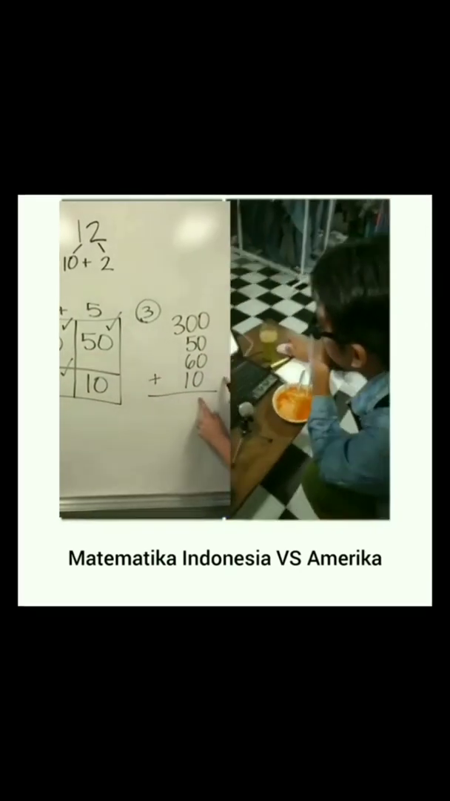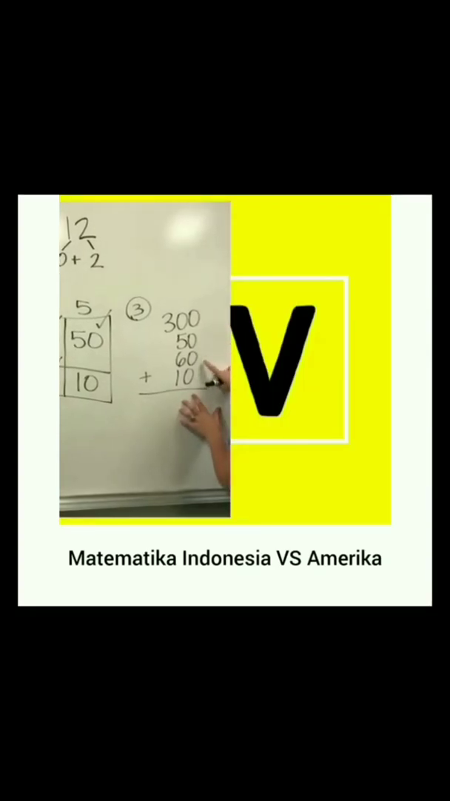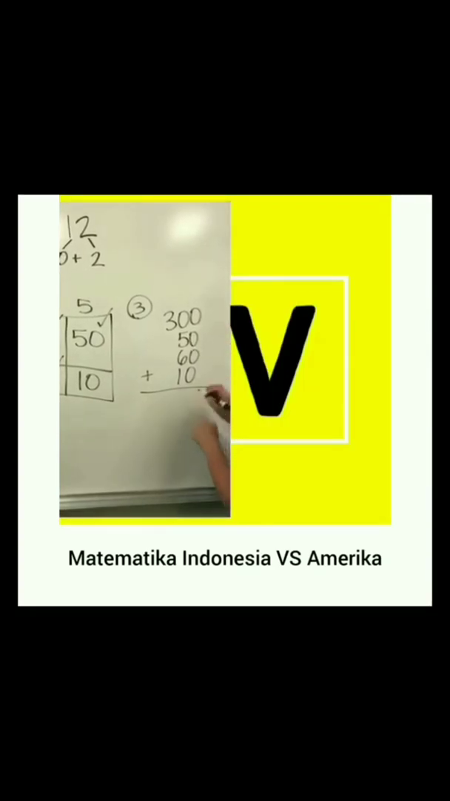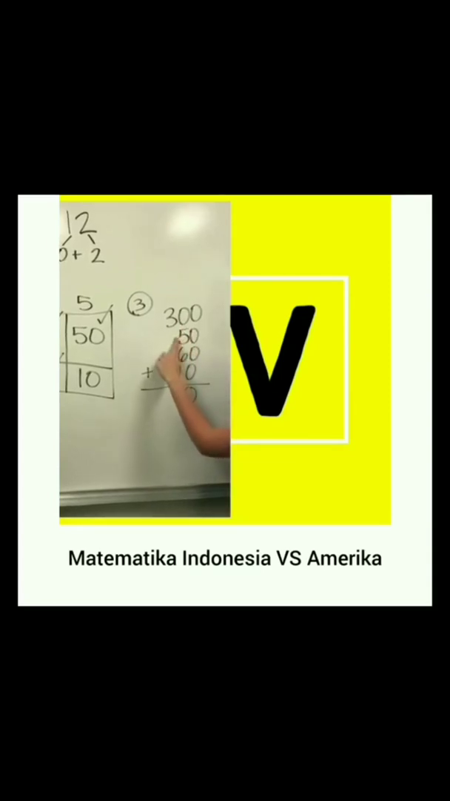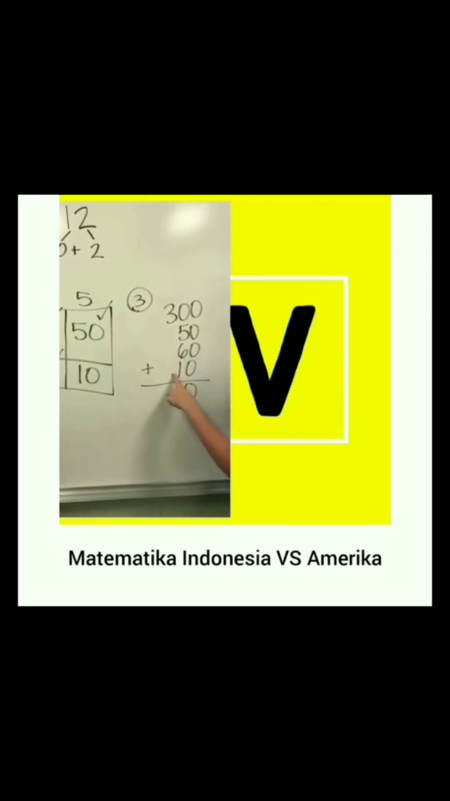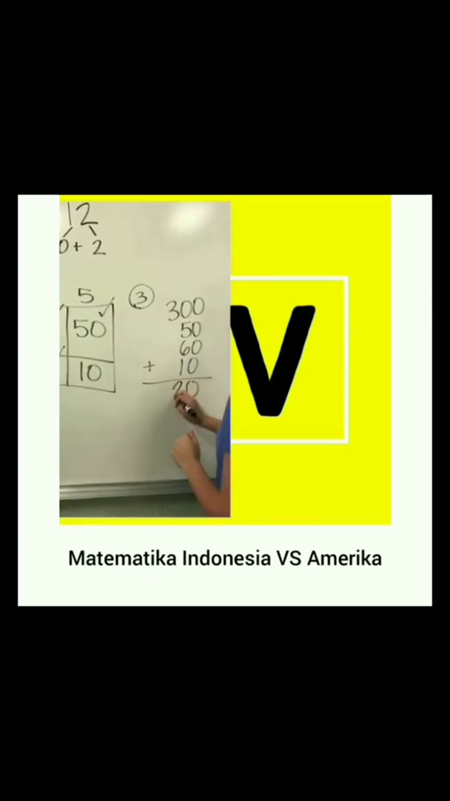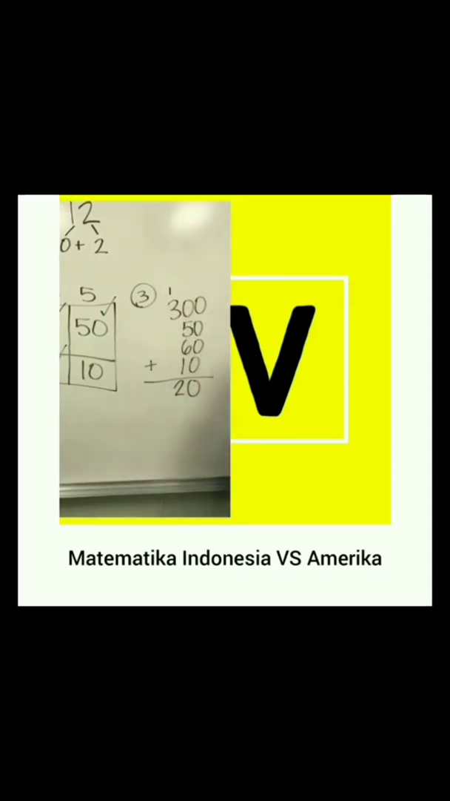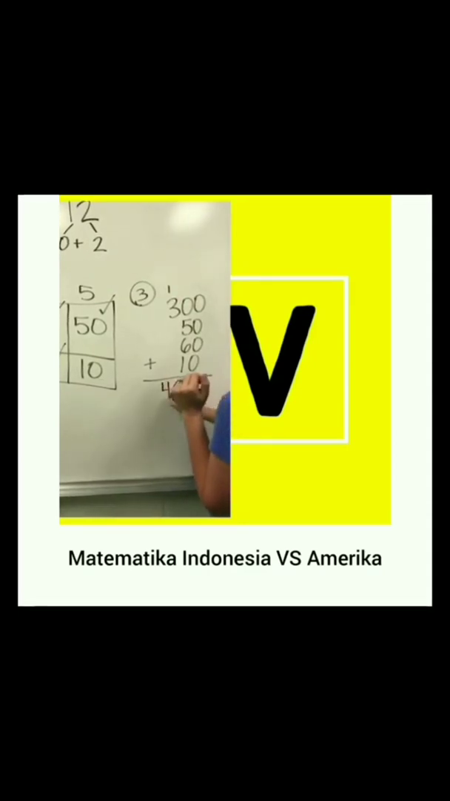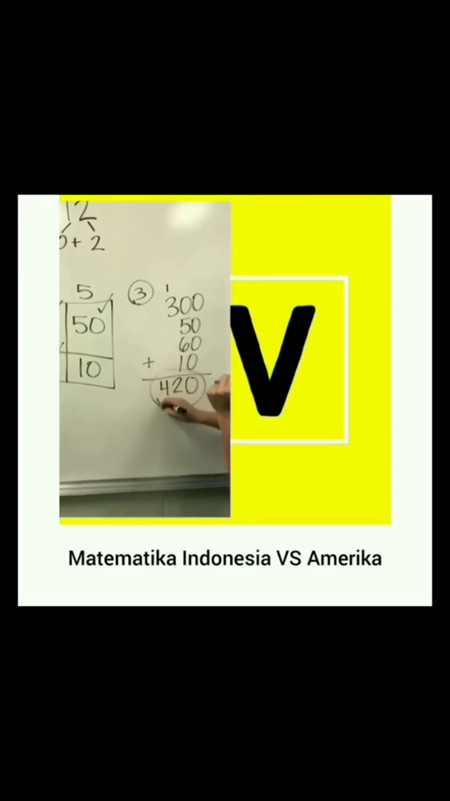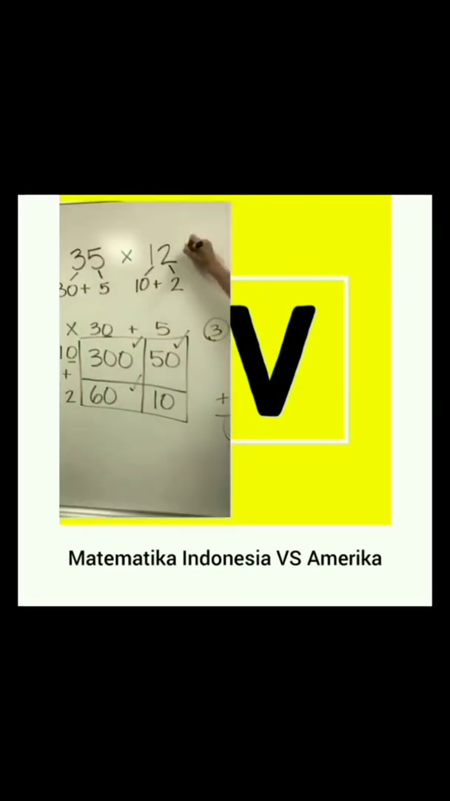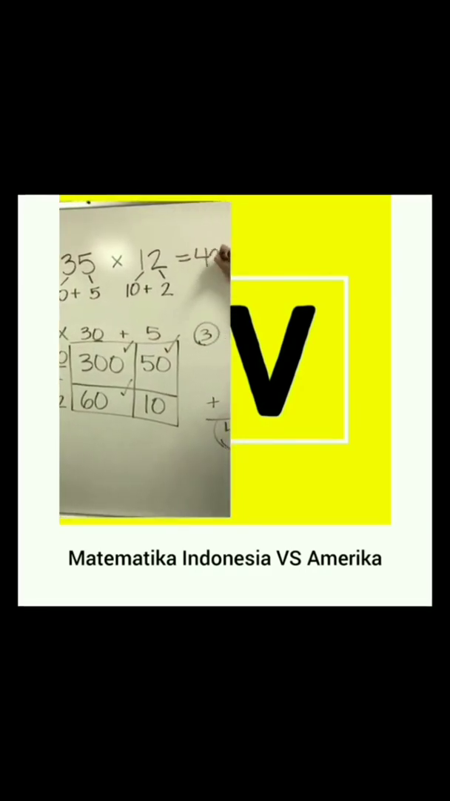Make sure you line up your places too. 0 plus 0 plus 0 plus 0, those are zeros all the way down, so 0. 0 plus 5 is 5. 5 plus 6 is 11. 11 plus 1 more is 12. Bring that 2 and carry that 1 to the hundreds. 3 plus 1 is 4, and that is your answer. 35 times 12 equals 420.